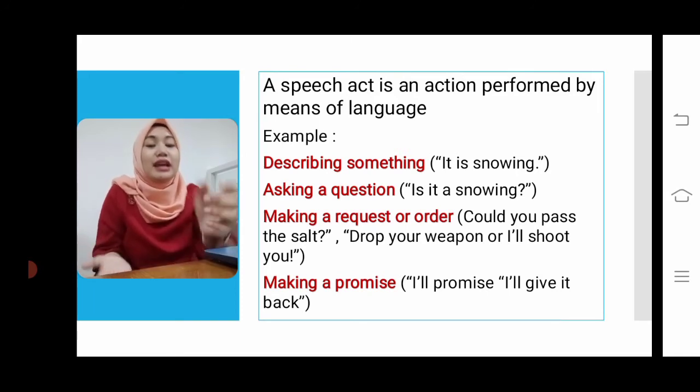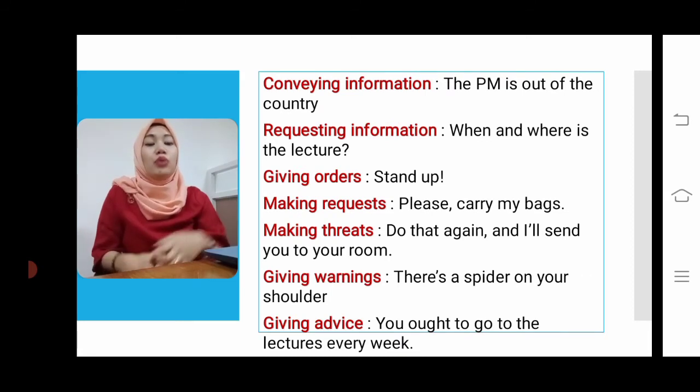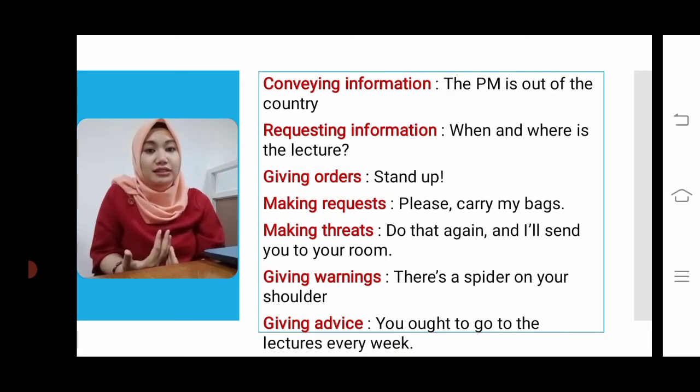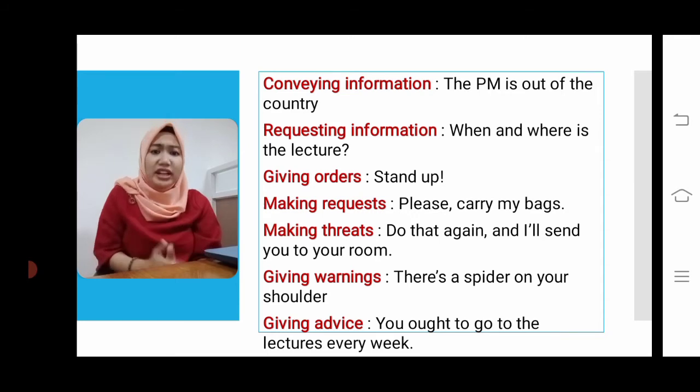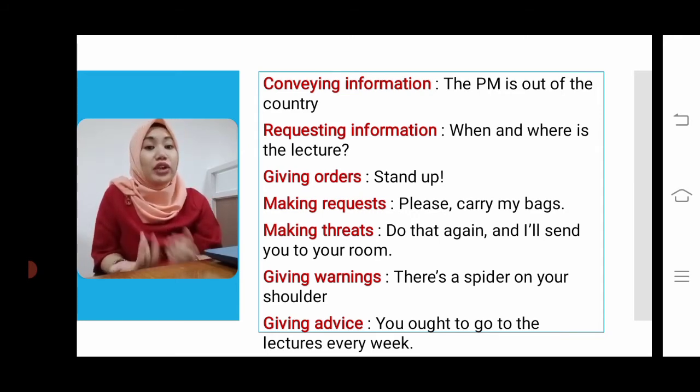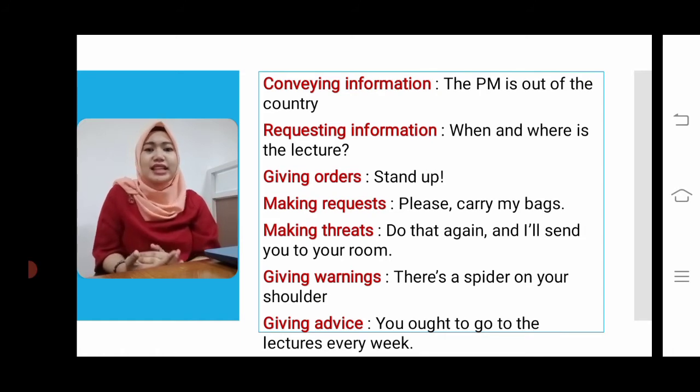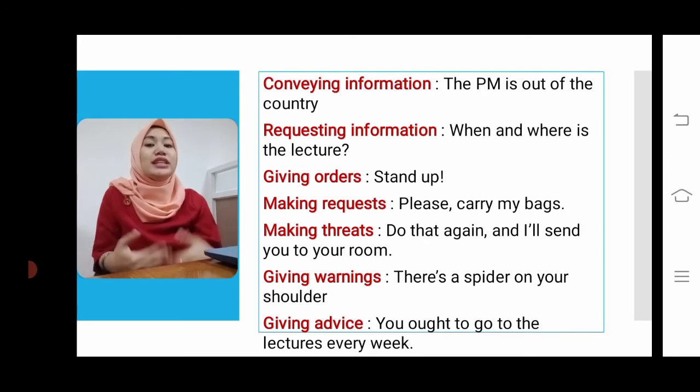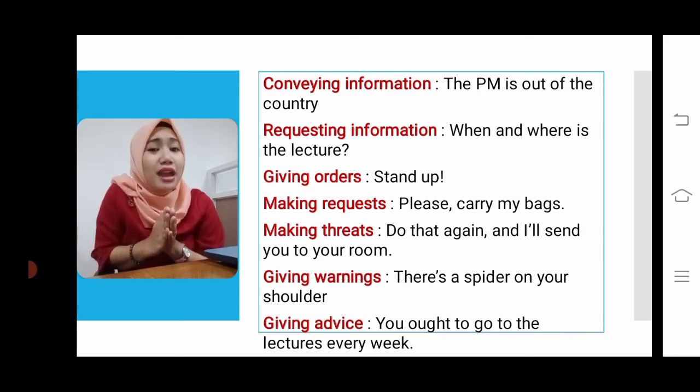That's promise, yeah? Another example, when we want to convey information, for example, the Prime Minister is out of the country. That's conveying information. If we want to request information, we can say, when is the lecture? Or where is the lecture? Okay. If we want to give orders, we can say, stand up, sit down, orders. If we want to make a request, we can say, please carry my bag.